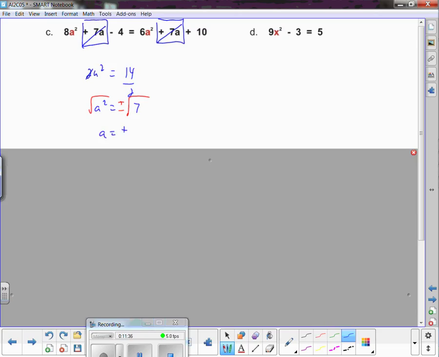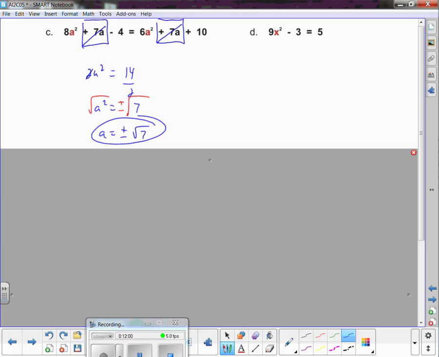So we got a equals plus or minus the square root of 7. Agreed? Right. So we're just isolating the squared term. Once we get it isolated, take the square root of both sides. How do we isolate it? The way we isolate everything. Things added to the variable move by the opposite to both sides. Things multiplied times the variable move by multiplying both sides by the reciprocal.